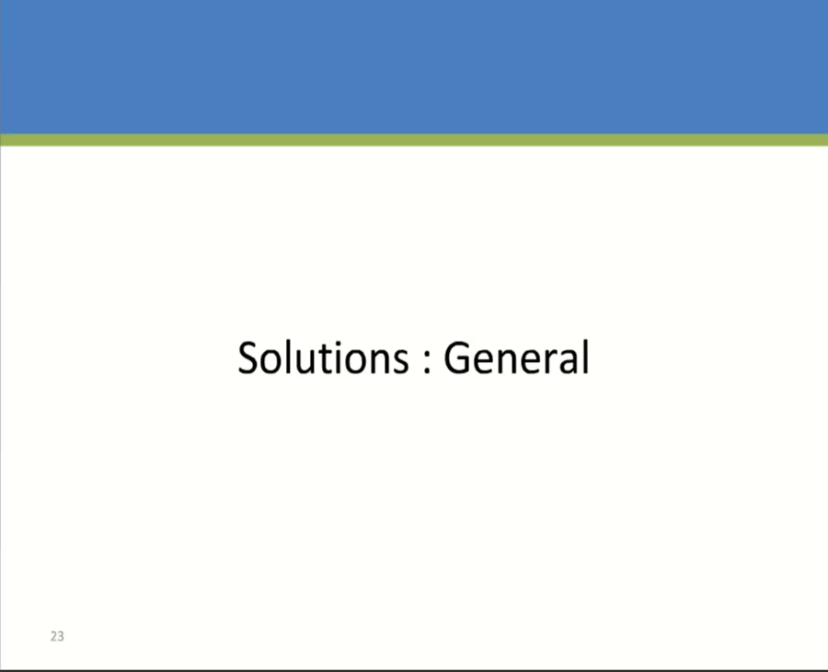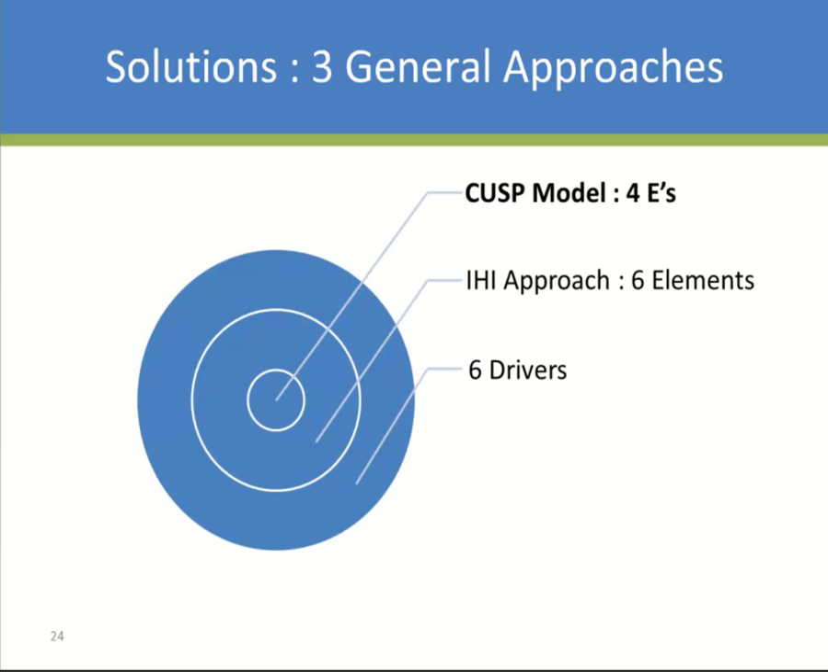So now we'll look at solutions. We'll start with the general and then move to some more specific and practical solutions. So the three general approaches include first the 6 drivers as identified in a study of 10 of the best healthcare systems in the U.S., the IHI framework, which also has 6 elements, and then, of course, the CUSP model with the 4 E's. And as we talk about each one, we'll be moving from how to get collective engagement of physicians to more individual. Next slide.